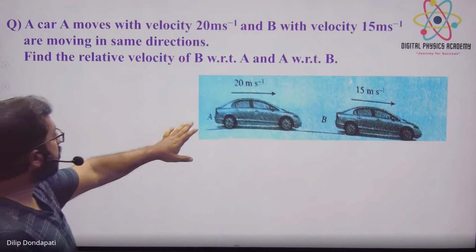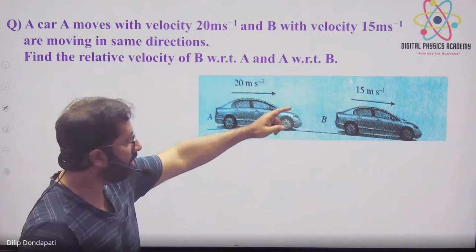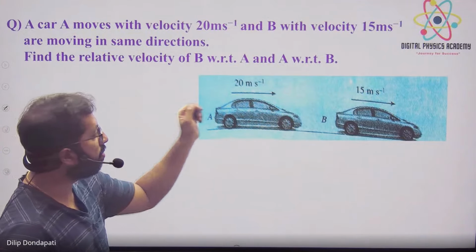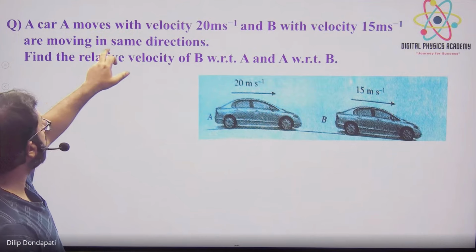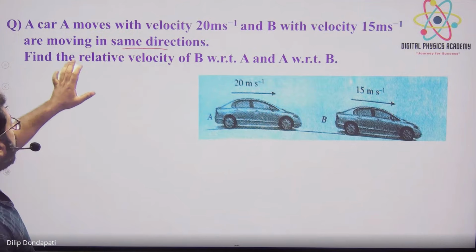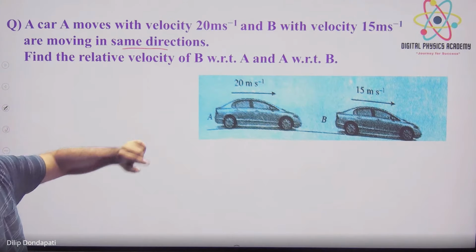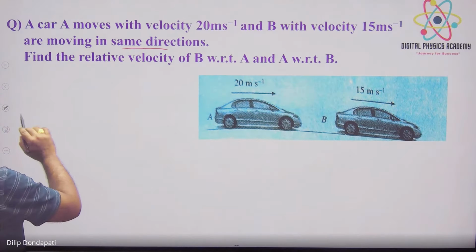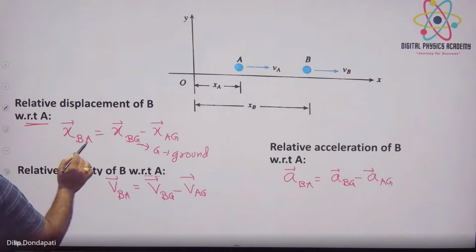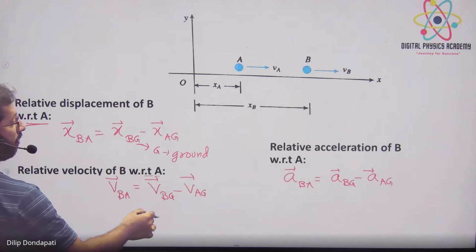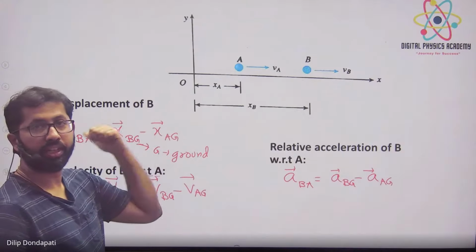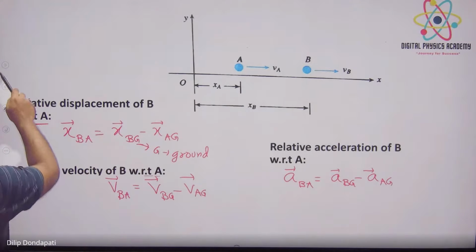Car A is moving with 20 meters per second in this direction. Car B is going 15 meters per second in that direction. They are moving in the same direction. I want the relative velocity of B with respect to A and A with respect to B. And very important, whatever vectors you use here, just apply the sign convention: right side positive, left side negative. Okay, always use it.